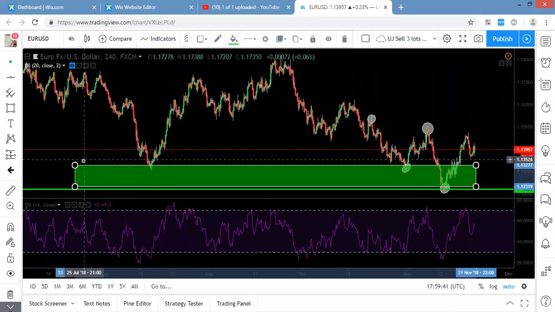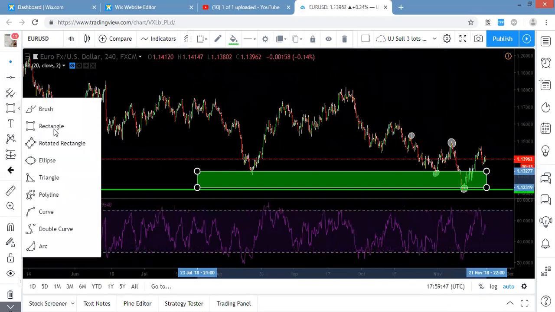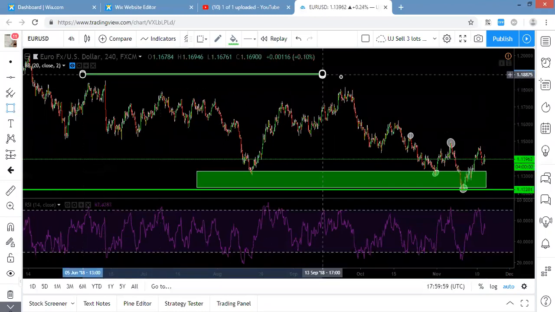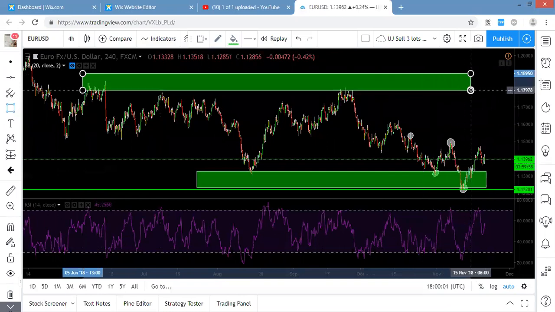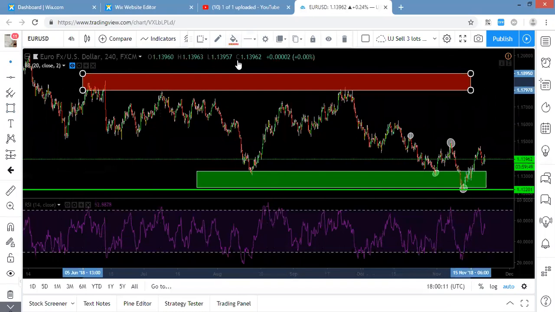And I'm going to go ahead and draw a resistance as well. Now, I like to use green for support because to me, when I think about the color green, it represents something going up or more of something. So when I draw my resistance area, which again is where 2 or more points meet on the chart, I'm going to go ahead and draw this in red. Okay, this is going to be red because when I think of red, what do you think of? Stop, right? You think of the word stop.